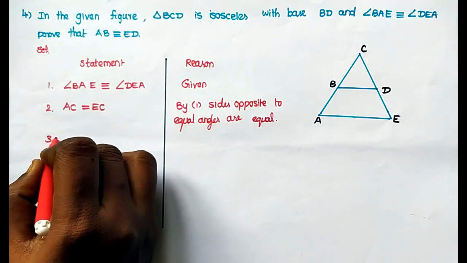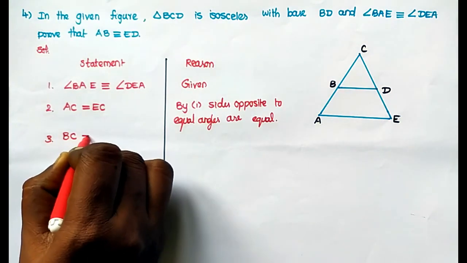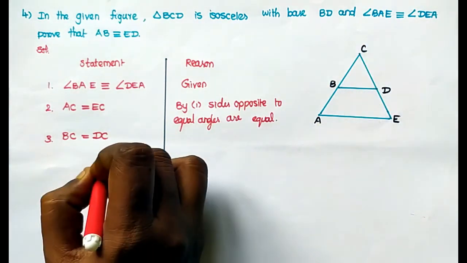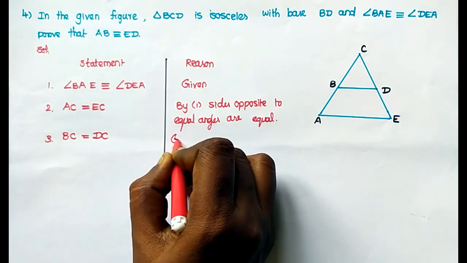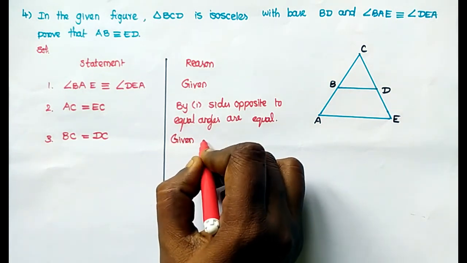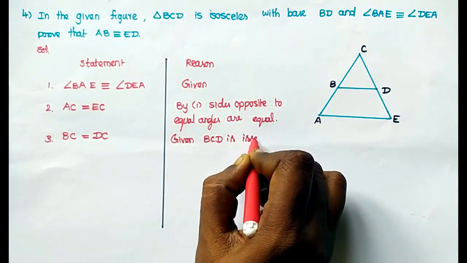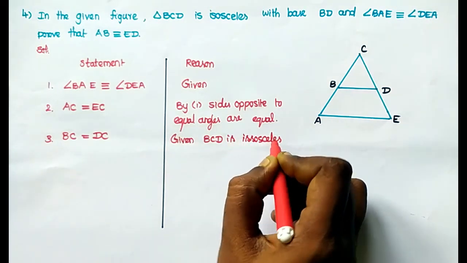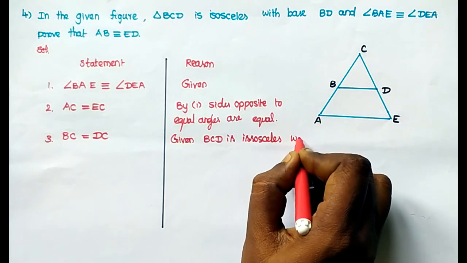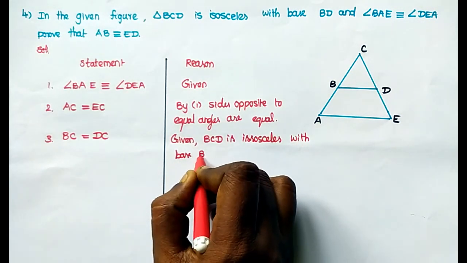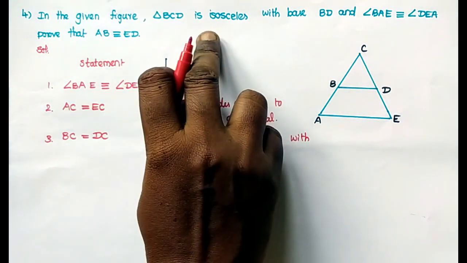Next one, BC is equal to DC. That is also given, because BCD is isosceles with the base BD. They given now.